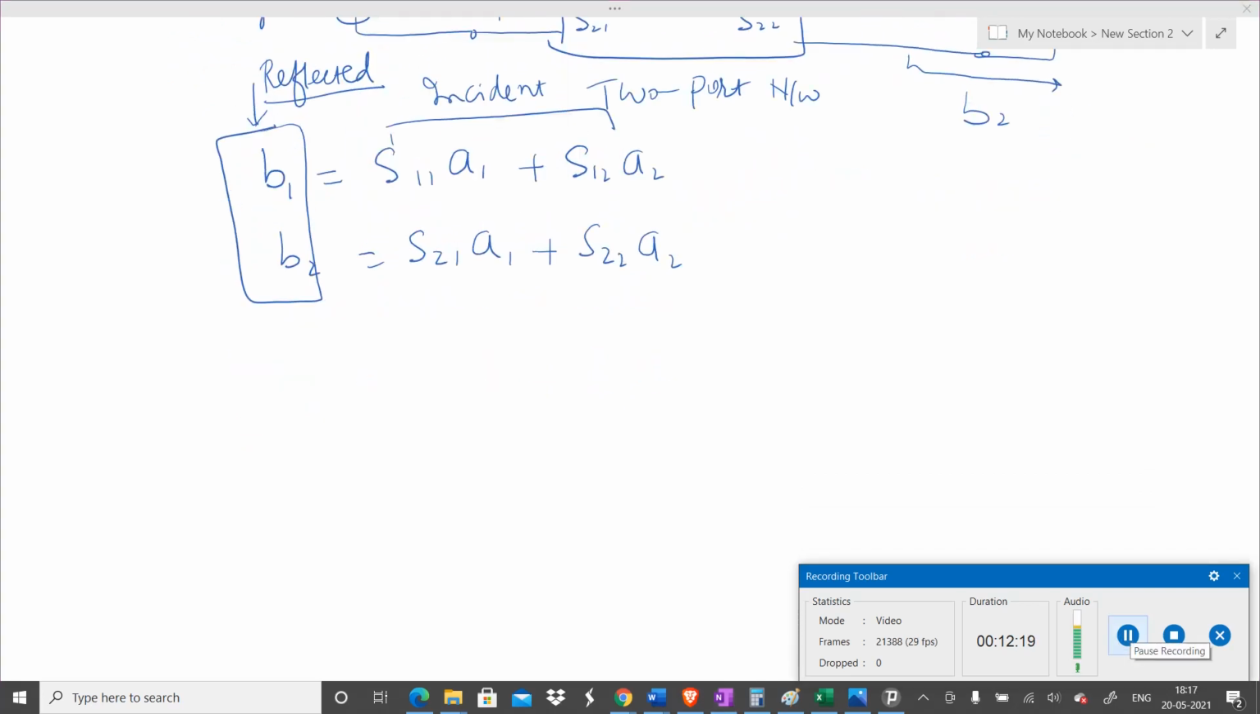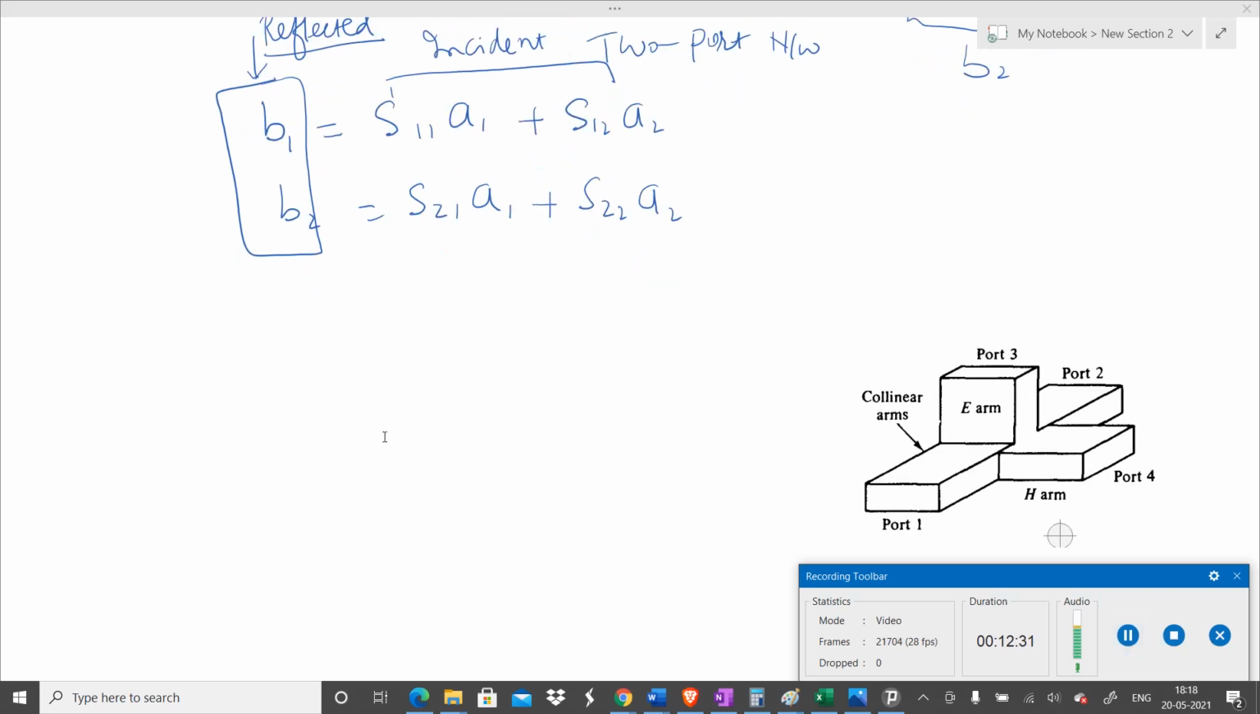So I have shown you here just a simple two-port network, but there can be n ports. As an example, I will draw here magic T. Rather, I have copied directly. You see, magic T is like this. So you have rectangular waveguides connected in this way. Now it has 4 ports, as you see, right? So in general, theoretically, there can be n ports.